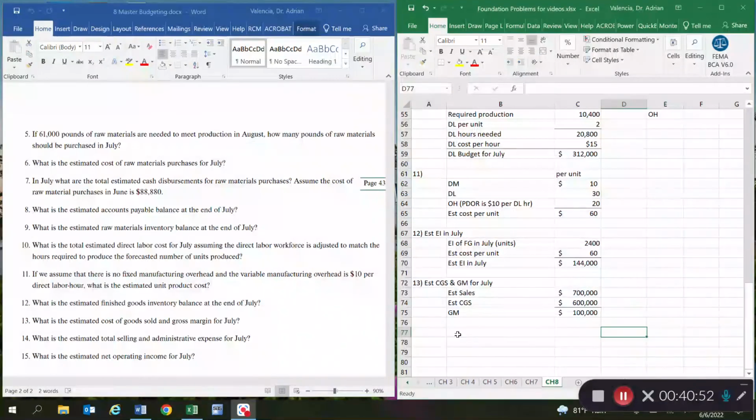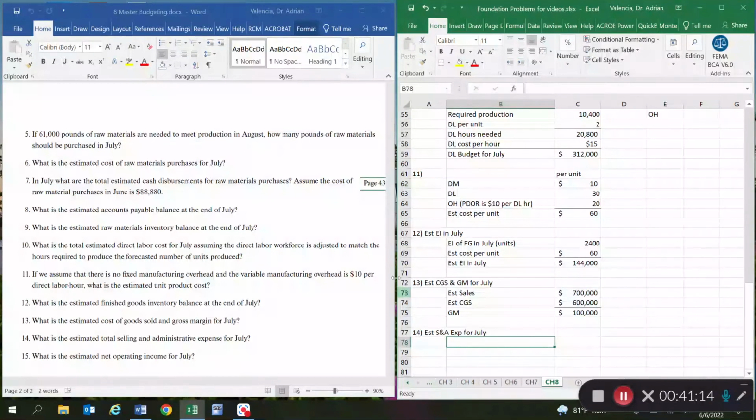Okay, so now we go to question number 14. What is the estimated total selling and administrative expenses for July? Again, this is on the income statement, so this is based on sales of 10,000 units. So let's go ahead and do that. Estimated S&A expenses for July.